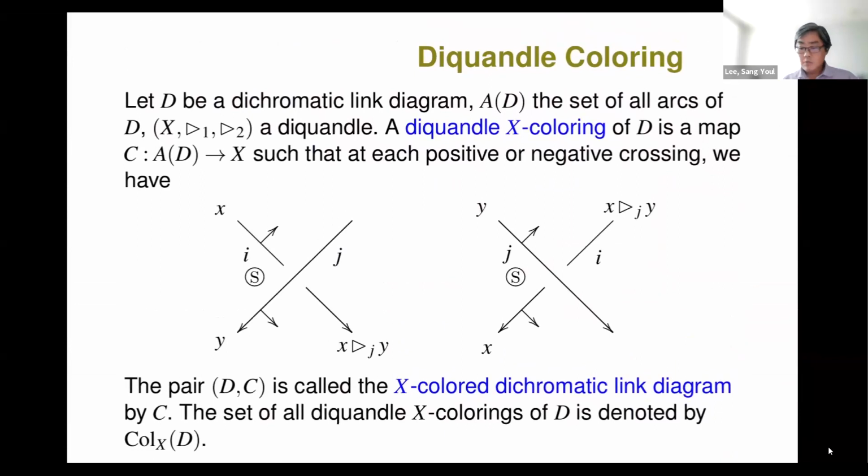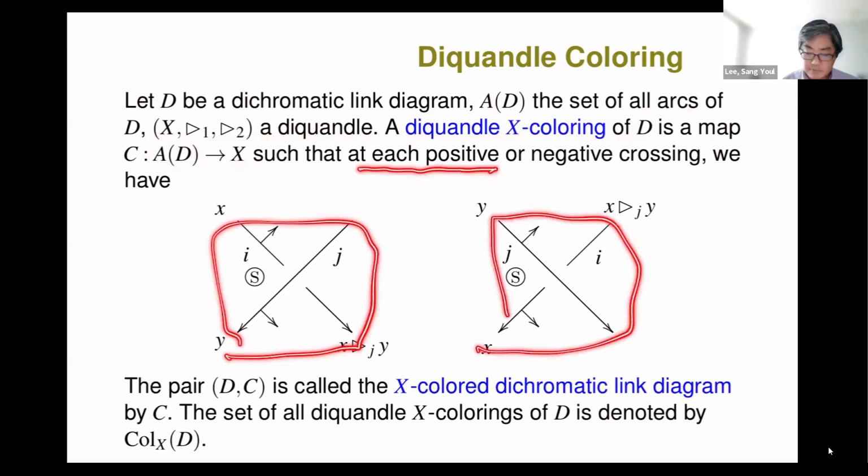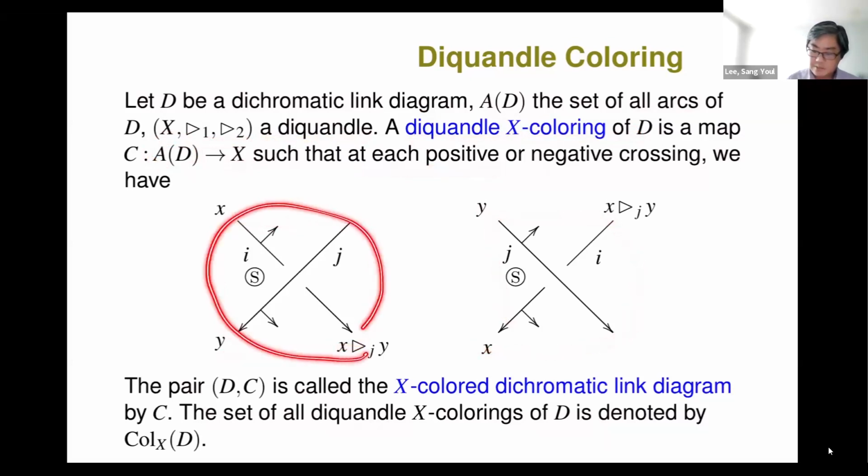Now I'd like to introduce diquandle coloring. D is now a dichromatic link diagram. Let A(D) denote the set of all arcs of D, and let (X, ▷1, ▷2) be a given diquandle. Then a diquandle X-coloring of D is a map from the set of arcs to the given diquandle X, such that at each positive or negative crossing, we have these coloring conditions.